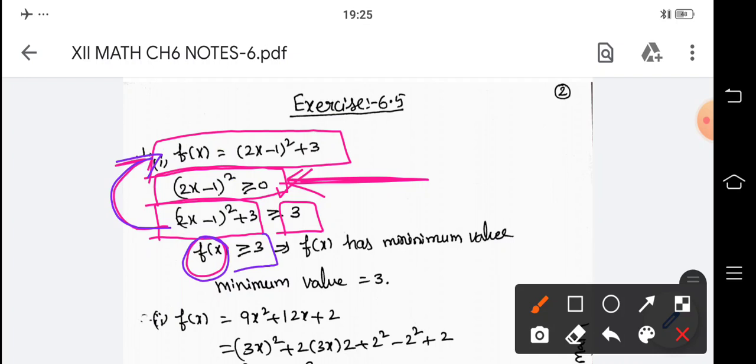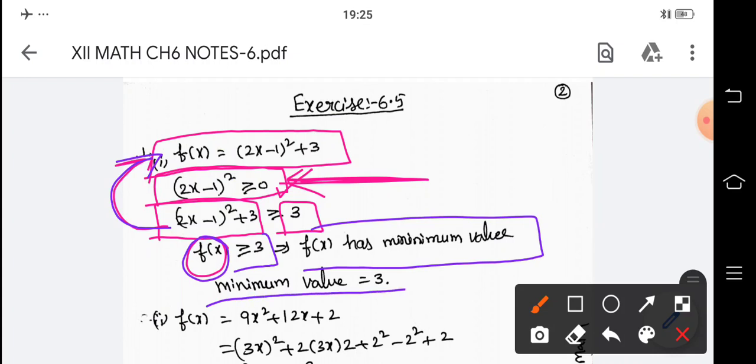That means the f of x value is either 3 or more than 3, so f of x has a minimum value, which is 3. That is the first question. Hope you got it. Now, the second question.